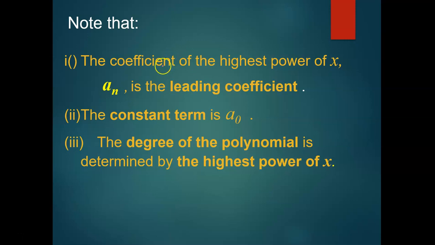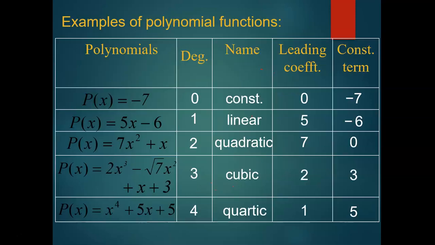Please note that the coefficient of the highest power of x, a_n, is called the leading coefficient. So this is the term that you must know. And then a_0 is the constant term. The third one is the degree of the polynomial, which is determined by the highest power of x. If the highest power of x is x cubed, then we call it a polynomial of degree 3. If power 4, then it will become a polynomial of degree 4.